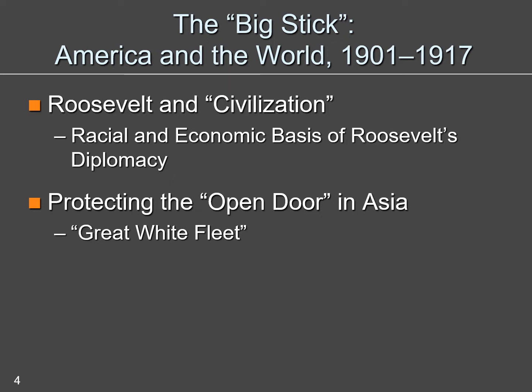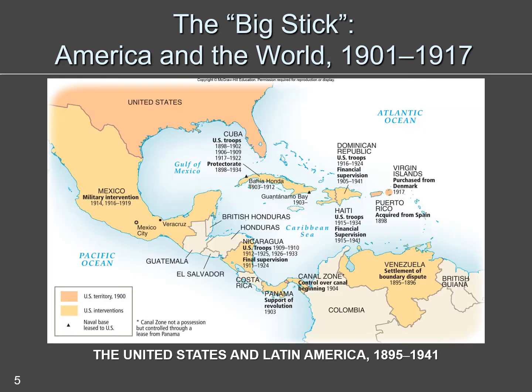Protecting the open door in Asia, we get down here to the Great White Fleet. That is Roosevelt trying to maintain the open door in Asia. Japan was threatening to close off trade to some of its markets. Roosevelt sends the Great White Fleet on a world tour to kind of flex and show the U.S.'s muscle, kind of as a cautionary tale to all countries.